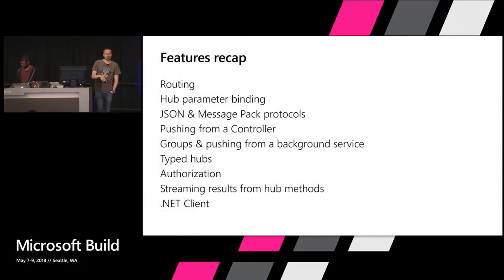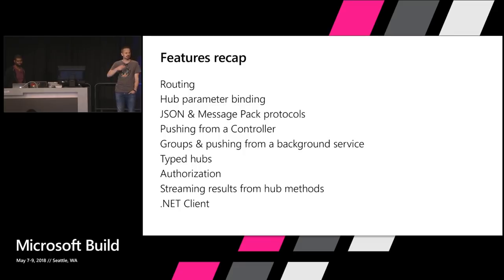So, just a quick recap, we saw routing, route to the hub. Parameter binding, we changed from a string to a strongly typed message. We showed you the new protocol support. You can use JSON or Messagepack. If you're so inclined, you can write your own protocol implementation. If you do, please tell us. Tweet us if you do that. We'd love to help you out.